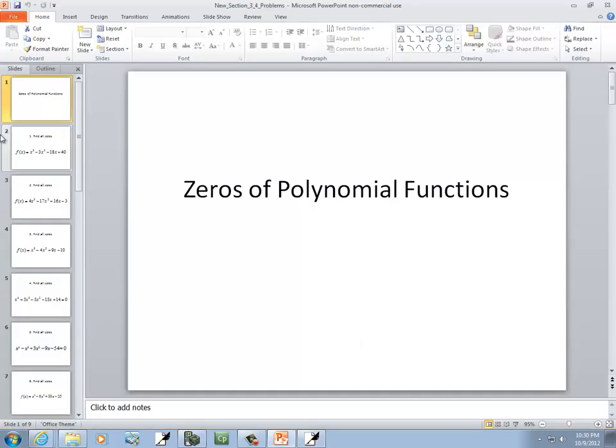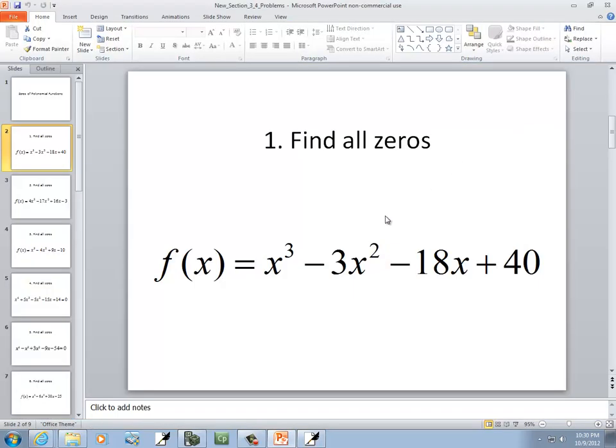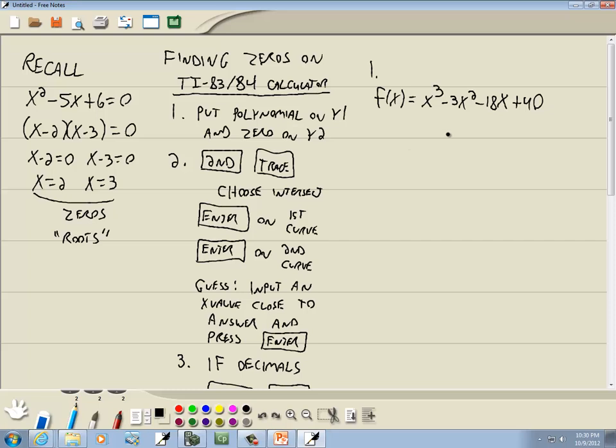Well, let's take a look at our first problem. F of x is equal to x to the third minus 3x squared minus 18x plus 40. And the instructions are find all the zeros. Well, remember over here where we found the zeros? First thing we did is we set it equal to 0. So that's what we have to do here. So we'll set that equal to 0. And we want to solve this. Well, we're going to go through our steps on our calculator.